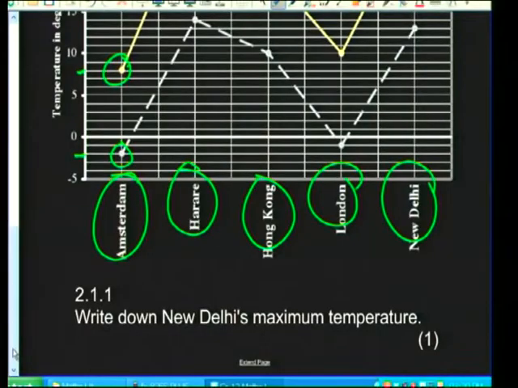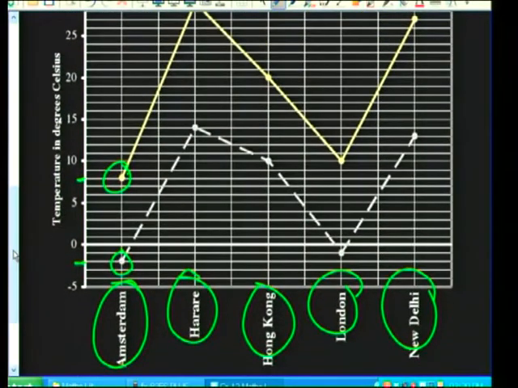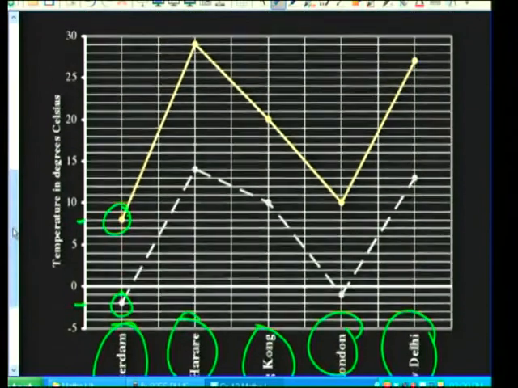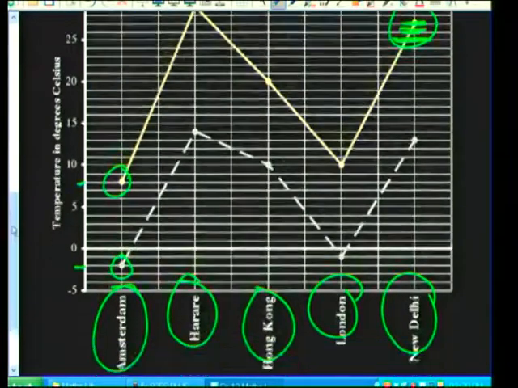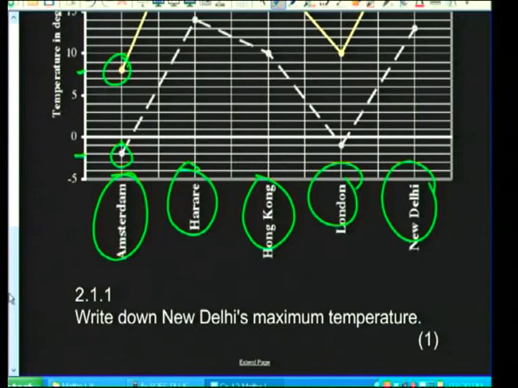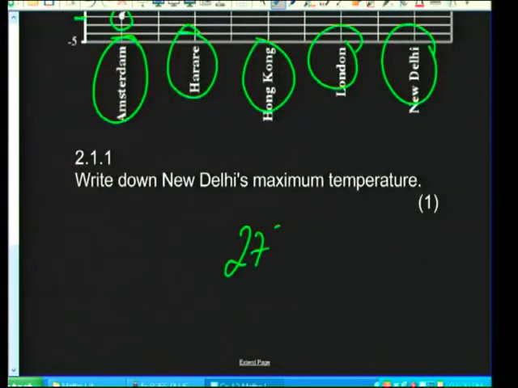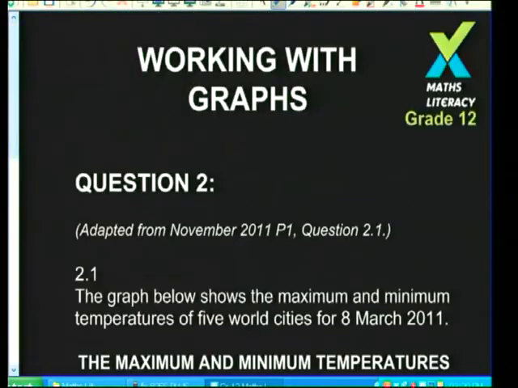Right, our very first question now says this. Write down New Delhi's maximum temperature. So let's have a look at it. We know we're dealing with New Delhi. We know its maximum is over here. So what is it? Well, let's have a look. So we know this line over here is 25 degrees. We've got 26 degrees, 27 degrees. So New Delhi's maximum temperature: 27 degrees.